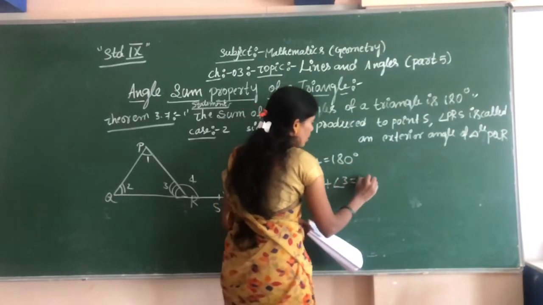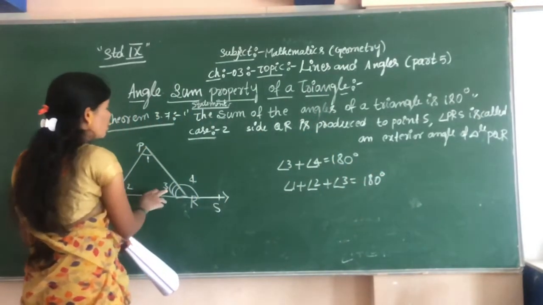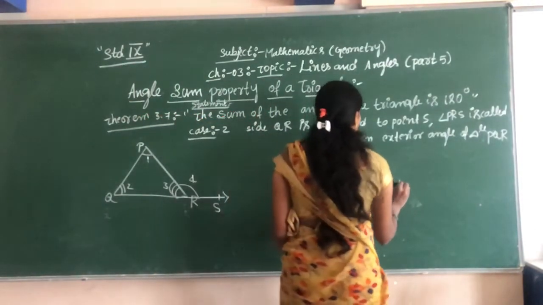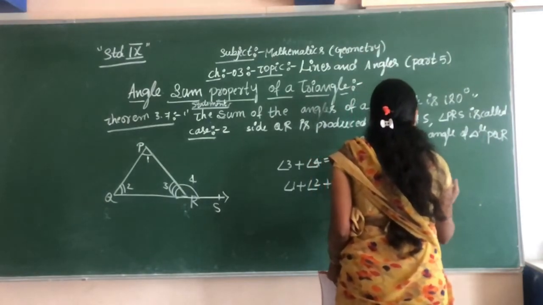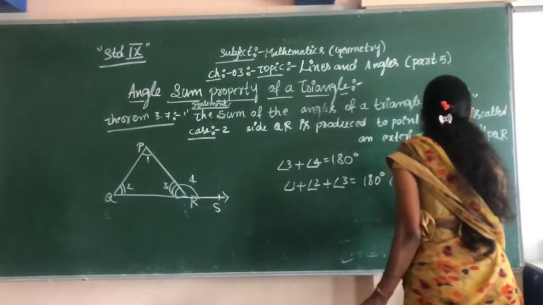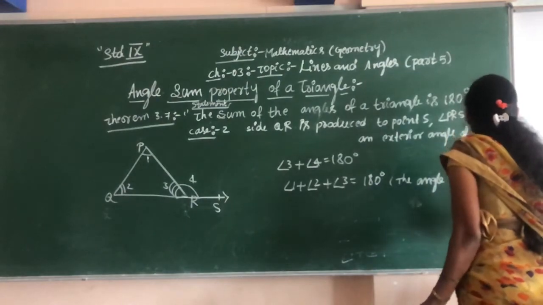Why? Because angle 1 plus angle 2 plus angle 3 is the angle sum property of a triangle.